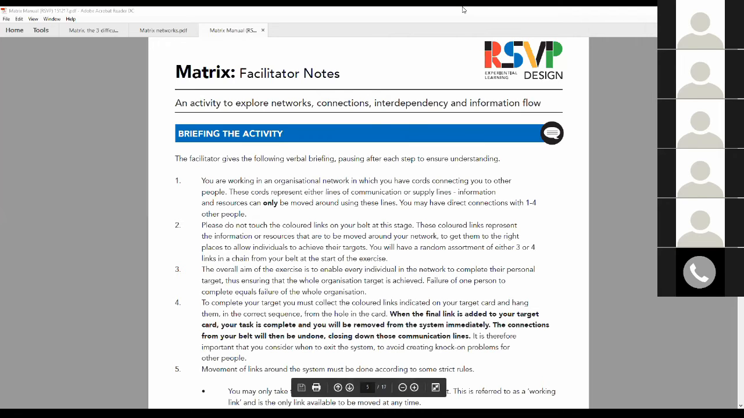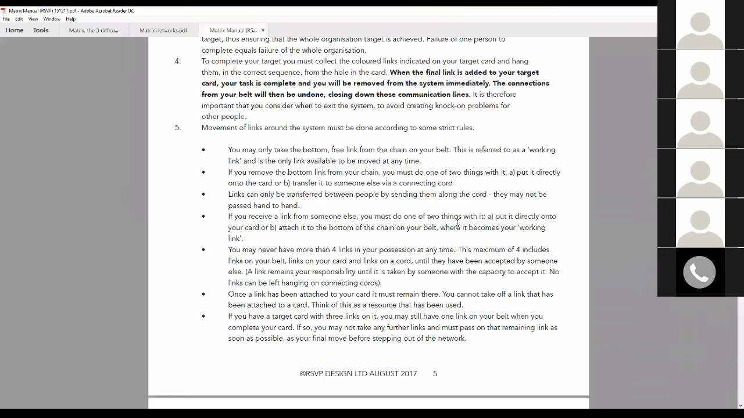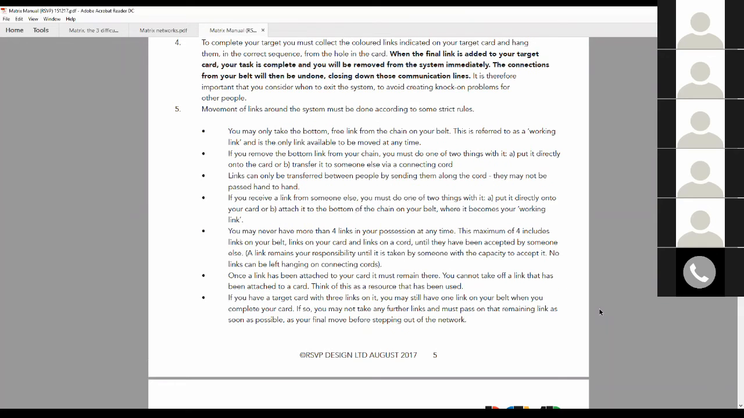Movement of links around the system must be done according to some strict rules. And here are the rules for moving the pieces around the system. You may only take the bottom free link from the chain on your belt. This is referred to as a working link and is the only link available to be moved at any time. Again, I might point this out on the chain on somebody's belt.